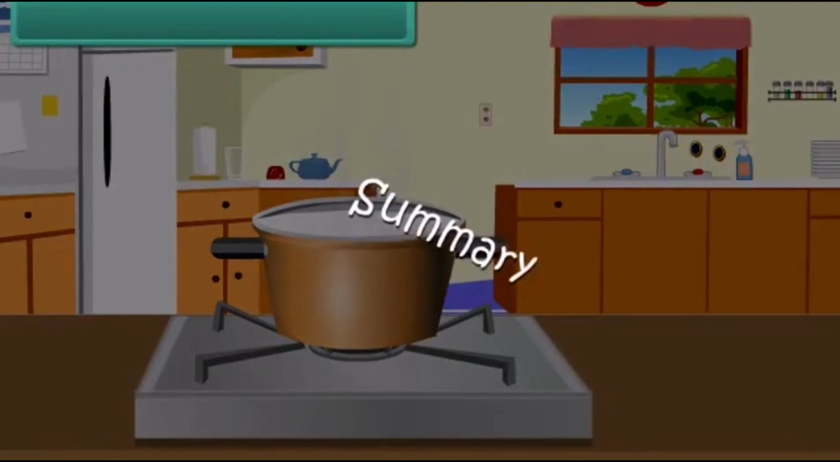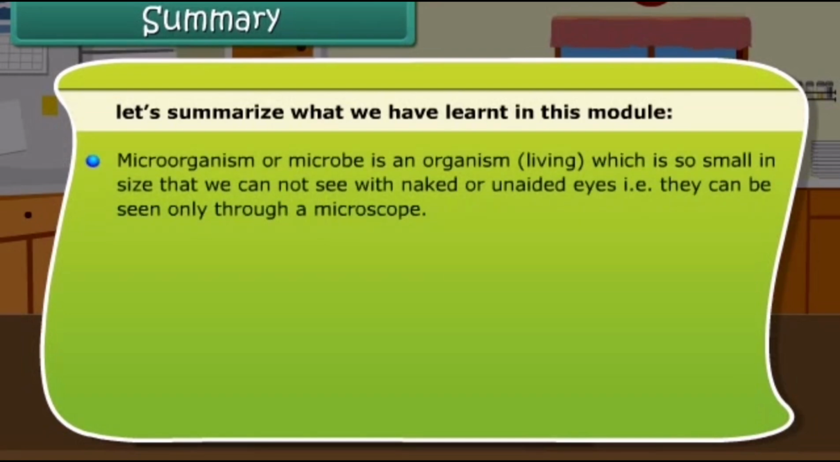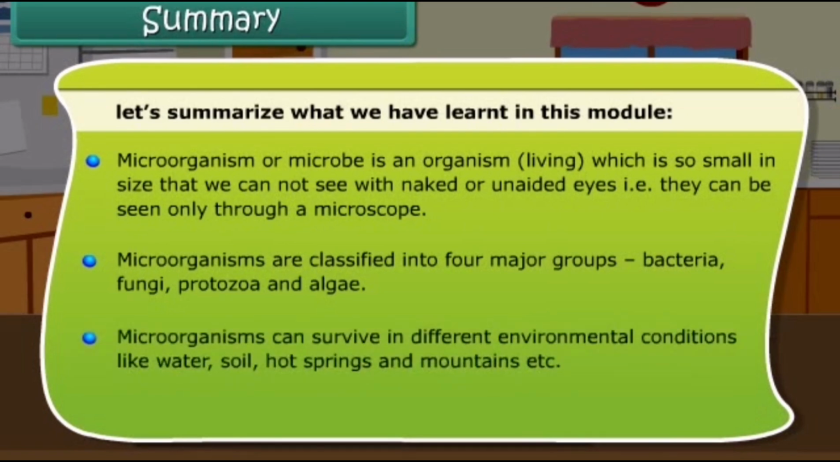Summary. Friends, let us summarize what we have learned in this module. Microorganism or microbe is a living organism which is so small in size that we cannot see it with naked or unaided eyes, that is, it can be seen only through a microscope. Microorganisms are classified into four major groups: bacteria, fungi, protozoa, and algae. Microorganisms can survive in different environmental conditions like water, soil, hot springs, and mountains, etc.